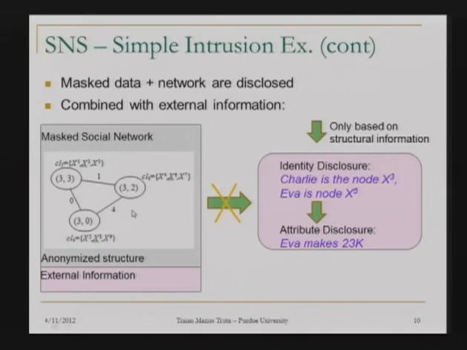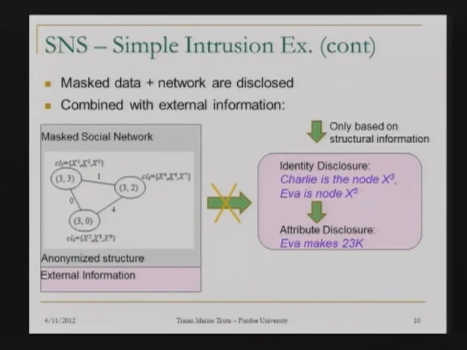But this kind of masked social network can be revealed, and if this masked social network is revealed instead of the previous network, then none of the information revealed before, that Charlie is the node X3 as well as Eva is the node X5, could be revealed. So this protects the sensitive information in a social network better.